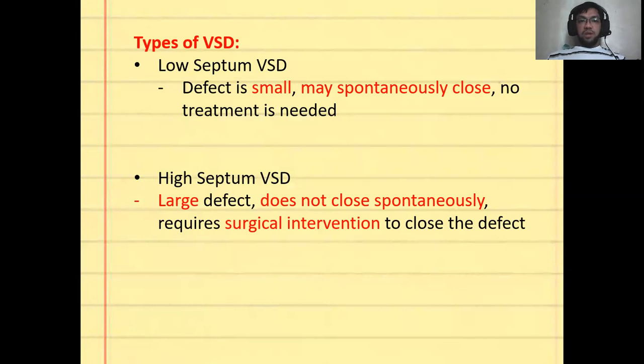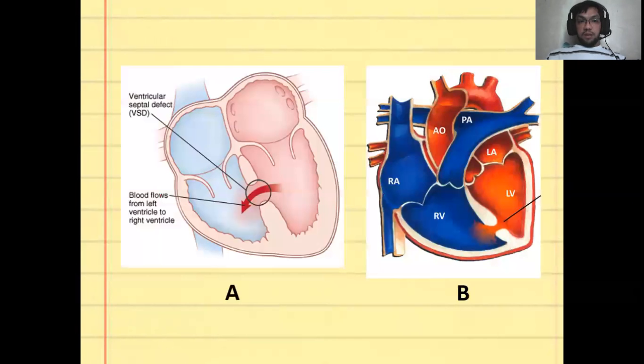So types of VSD, we have the low septum VSD, where the defect is small and may spontaneously close as the infant grows older, and no further treatment is needed for this. But for high septum VSD, it has a large defect. It does not close spontaneously, and it will require surgical intervention in order to close the defect. So, such as this one, we have the high septum defect and the low septum defect here.